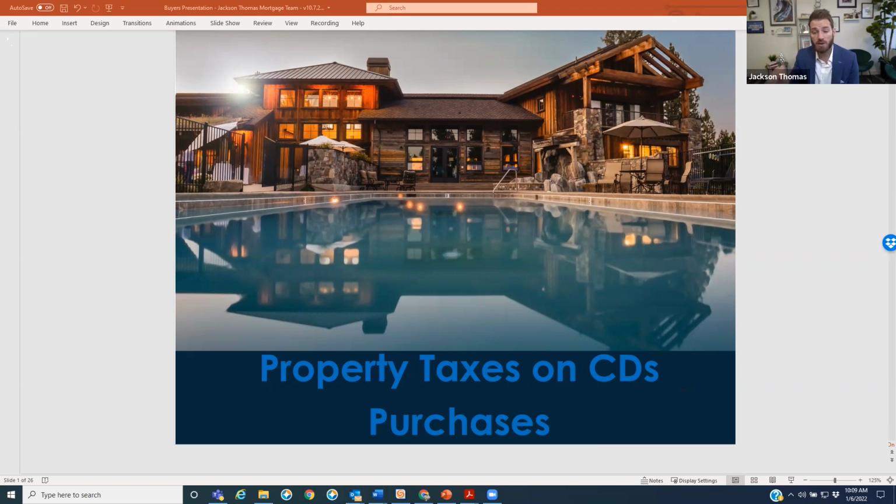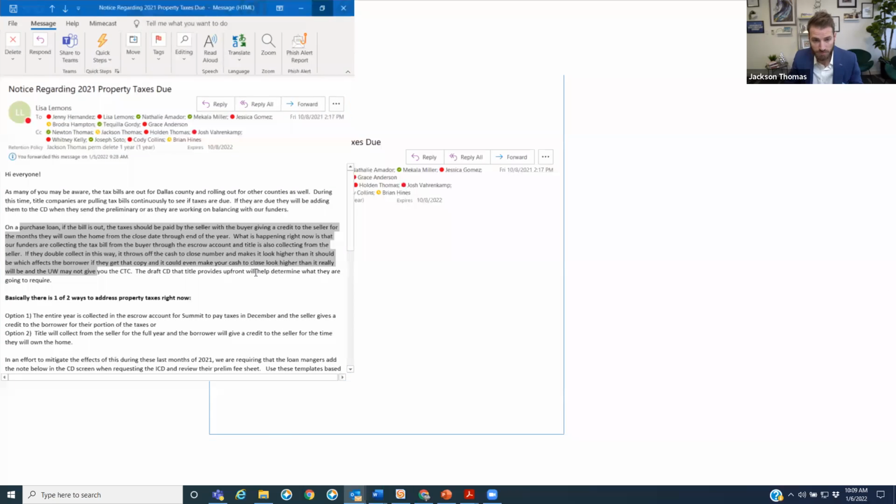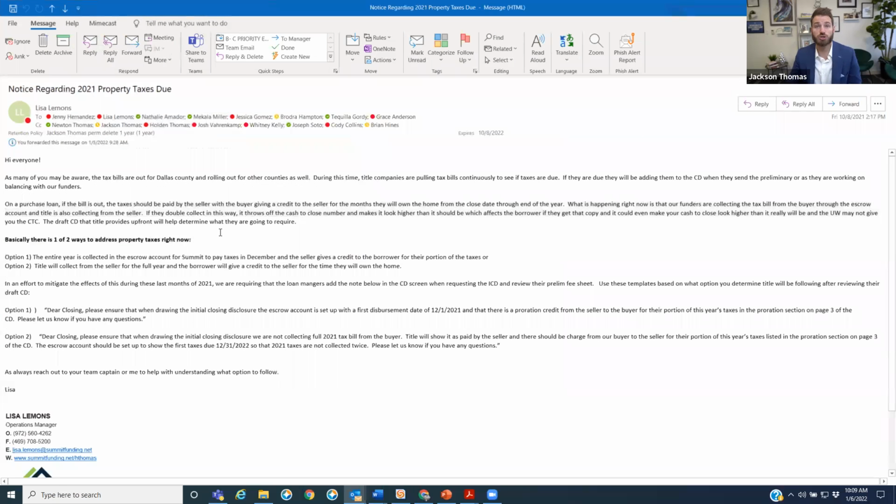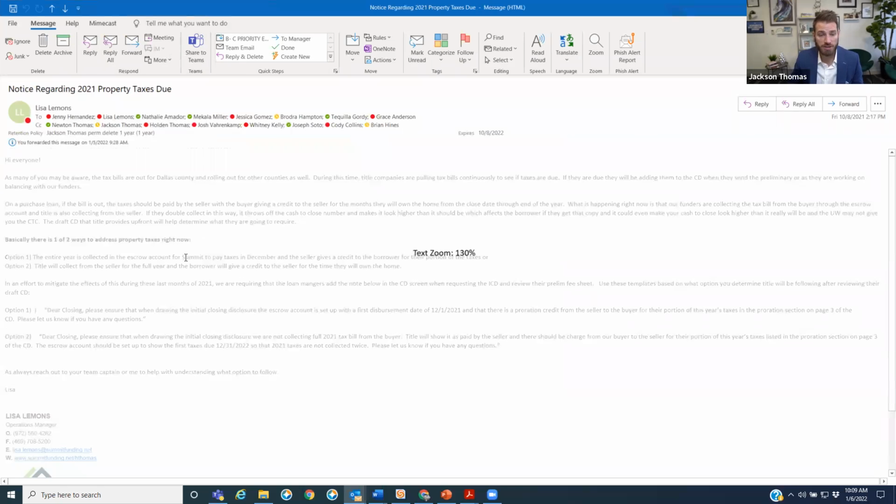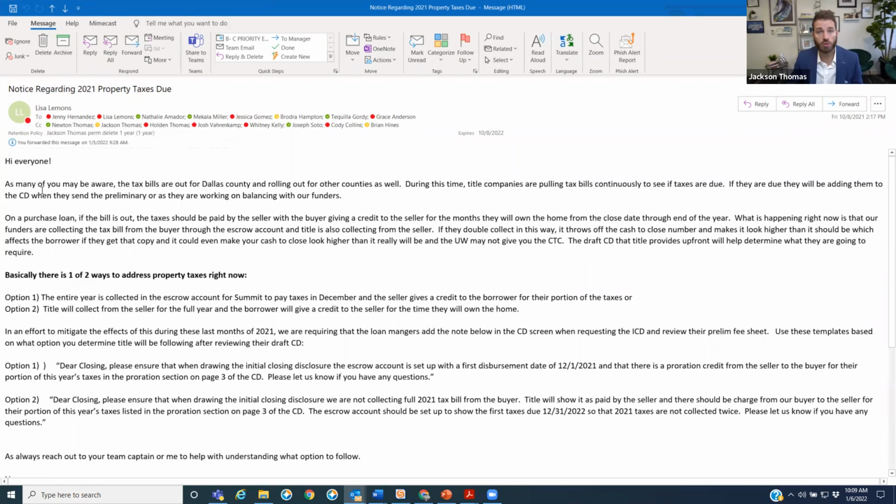Okay. So let's jump into a couple resources first. Number one, right here, this is an email I sent to Broadger. She's going to put the notes in there. This is specifically around when you're dealing with property taxes in the months of October, November, and December, because of the way property taxes work when you've got a CD.